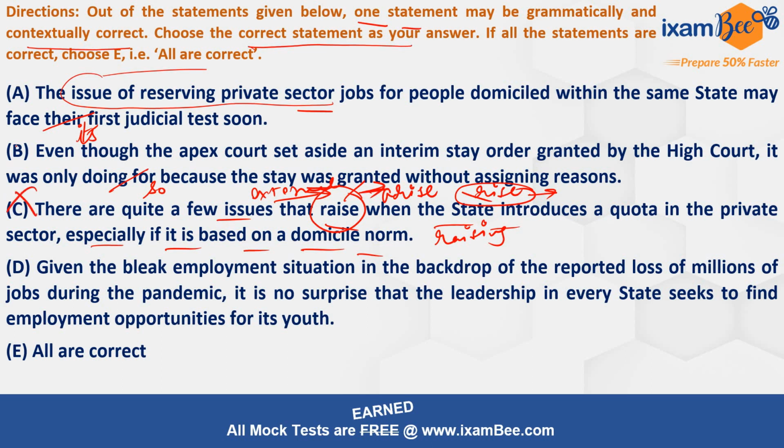This also has an error, right? And automatically we don't need to check this. This also cannot be our answer because all are not correct. D, without even checking, we know that this is the only option that you are left with. We will choose D as our answer, right?